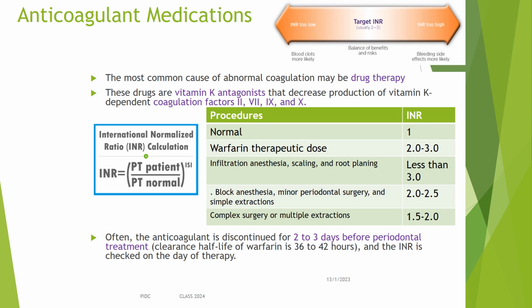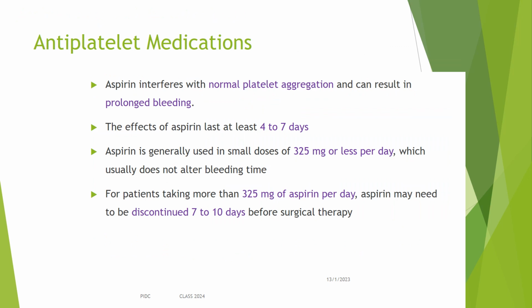And for such patients, we also see what procedures we are going through. So if we are going for infiltration anesthesia, scaling, and root planing, less than 3 is okay for going in for the patient for that procedure. But block anesthesia, minor periodontal surgery, and simple extraction would require 2 to 2.5 INR. Complex procedures or multiple extraction would require at least 1.5 to 2 INR. Often the anticoagulant is discontinued for 2 to 3 days before the periodontal treatment, and the INR is checked on the day of the procedure.